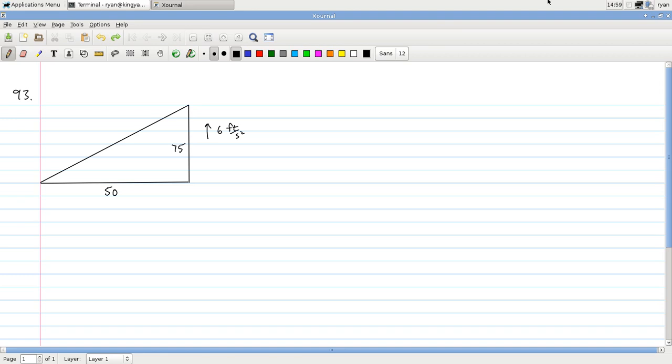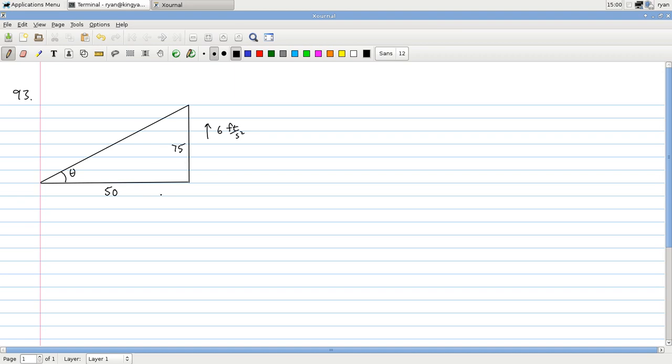Problem 93. A rocket is fired straight upward with an acceleration of 6 feet per second squared, 50 feet from an observer, and we want to find the rate at which the observer's angle of inclination changes when the rocket is 75 feet from the ground.